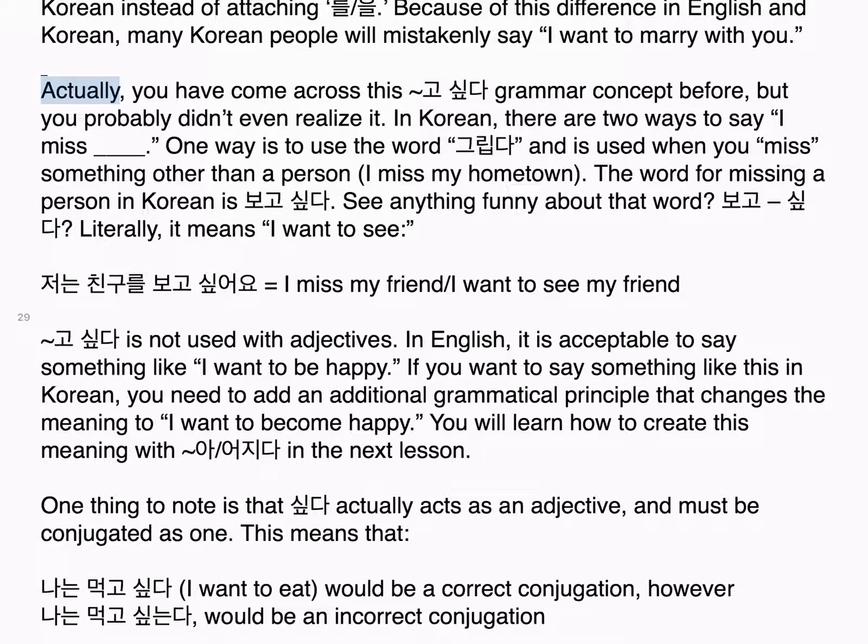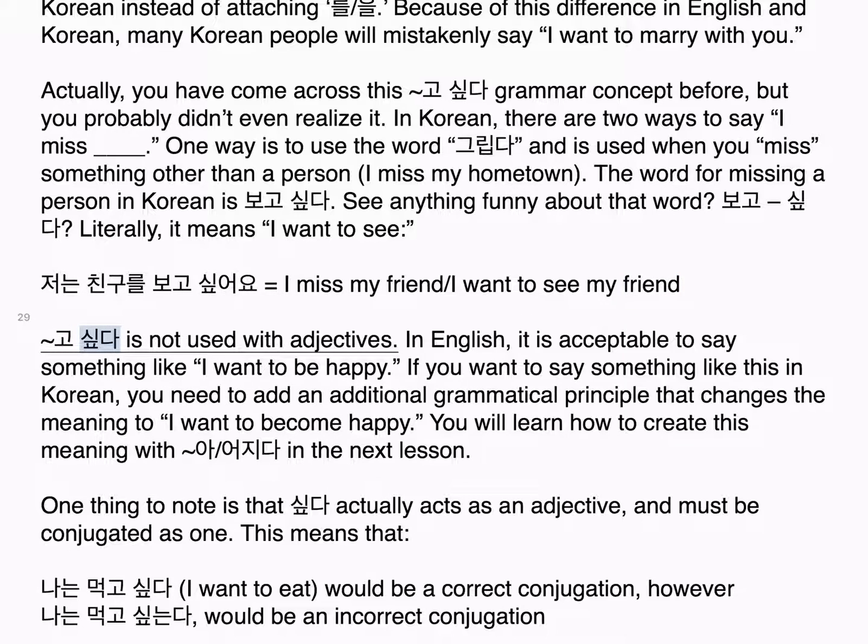Actually, you have come across this 고 싶다 grammar concept before, but you probably didn't even realize it. In Korean, there are 2 ways to say I miss. One way is to use the word 그립다, and it is used when you miss something other than a person. I miss my hometown. The word for missing a person in Korean is 보고 싶다. See anything funny about that word? 보고 싶다. Literally, it means I want to see. 저는 친구를 보고 싶어요. I miss my friend. I want to see my friend.